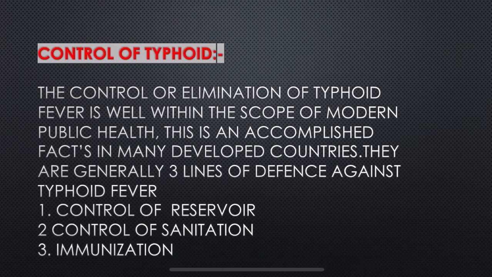Moving further to the control of typhoid. The control or elimination of typhoid fever is well within the scope of modern public health. This is an accomplished fact in many developed countries. There are generally three lines of defense against typhoid fever. One, we need to control the reservoir. Then we have to control sanitation, and thirdly, immunization. Is it clear?